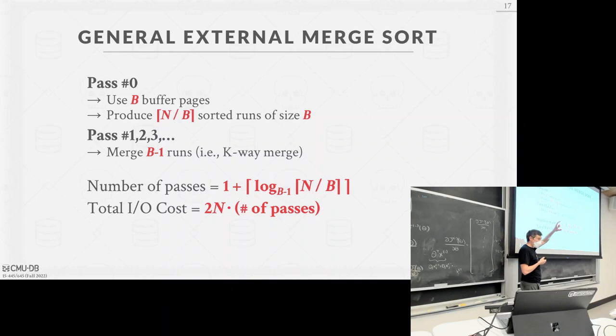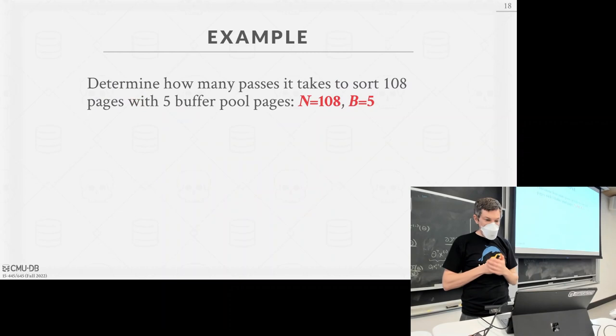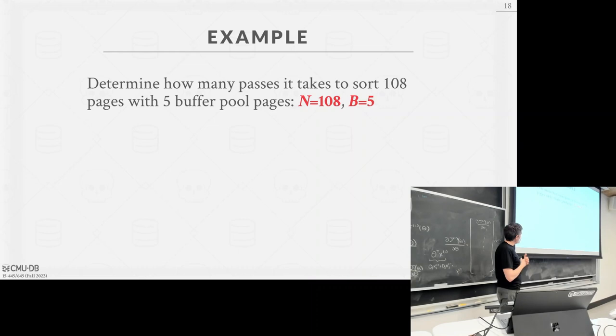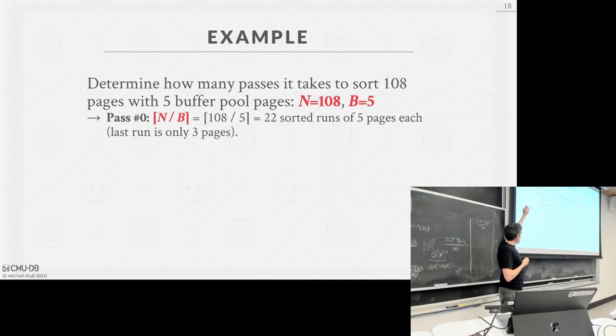All right, so the math works out like this. It's basically plug and chug. For example, here we have a data set with 108 pages and 5 buffer pages to sort with. So N equals 108, B equals 5. In the first pass, we take N divided by B and take the ceiling of that, which means we're going to generate 22 different sorted runs, each of size 5 pages, but the last one is going to have just 3 pages. Again, that's why we take the ceiling.